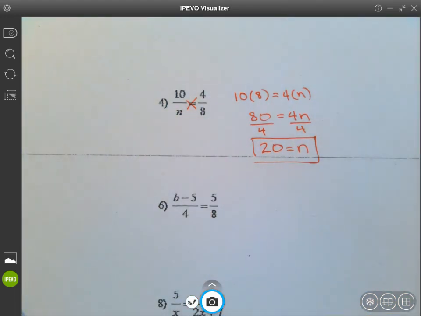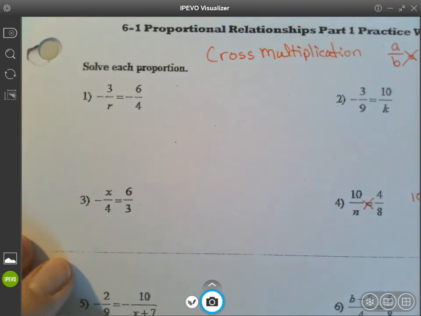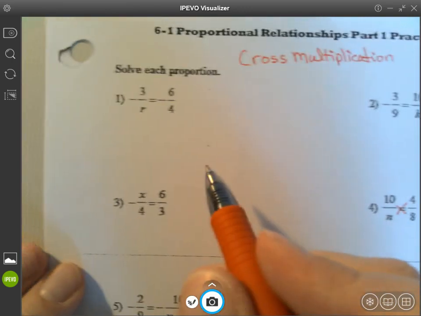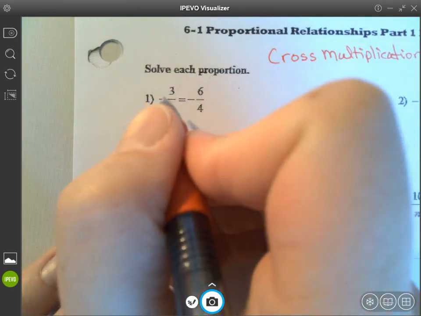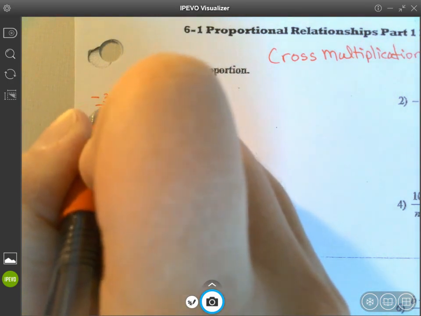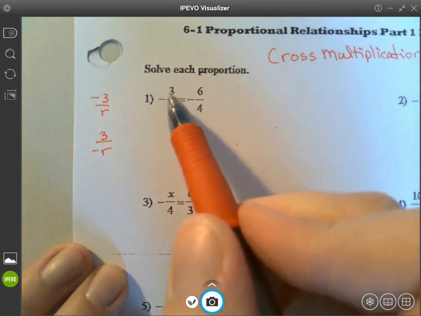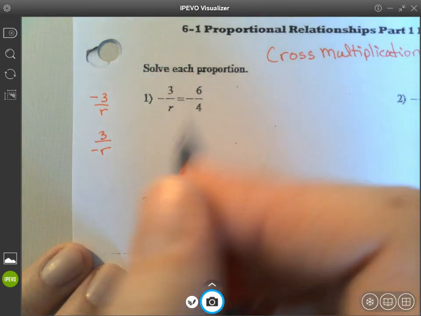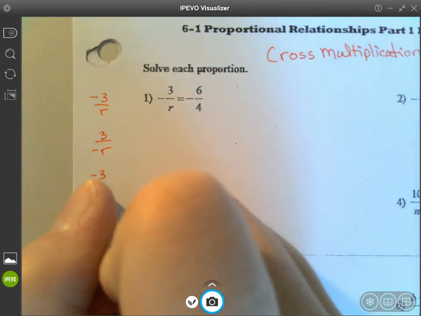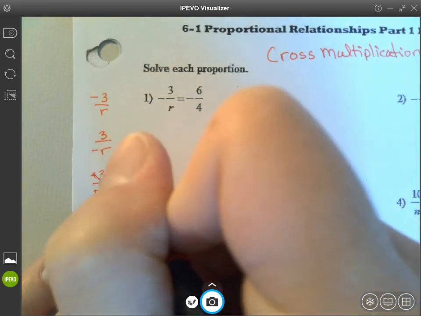Now let's go back up to number 1 with these negative signs. So one of the problems with negative signs is people forget them. And so I want to give you a couple reminders. When you have this negative 3 over r, you can rewrite it as negative 3 over r. You can rewrite it as 3 over negative r. These are equivalent. But if I try to write it as negative 3 over negative r, that becomes a positive, doesn't it? So this is no good.